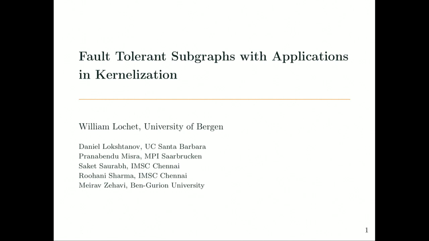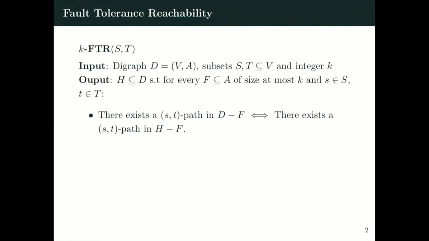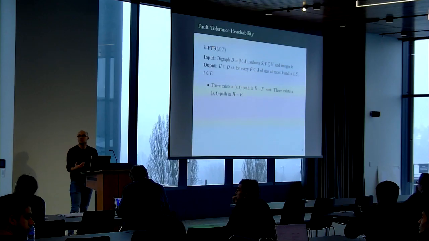Fault-tolerant subgraphs now. All right, so let's start with fault-tolerant subgraph. So the setting is the following. We have a digraph D, two subsets of vertices of D, S and T, and an integer K, and the goal is to find a subgraph H, so that whenever we remove at most K arcs, so this is the set F, from this graph H, and you take one vertex in S and one vertex in T, then there exists a path from S to T in D minus F if and only if there exists a path from S to T in H minus F.